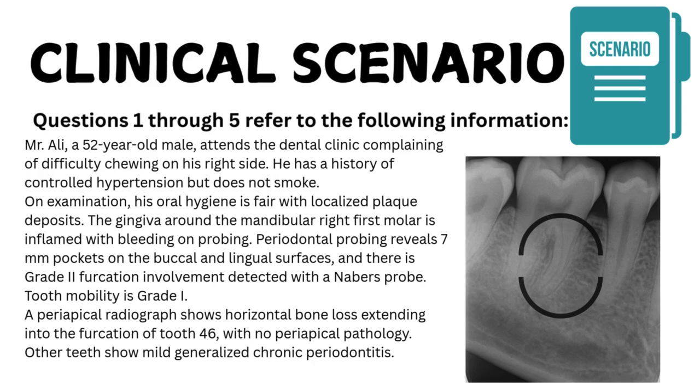Periodontal probing reveals 7 mm pockets on the buccal and lingual surfaces, and there is grade 2 furcation involvement, detected with a Nabers probe. Tooth mobility is grade 1. A periapical radiograph shows horizontal bone loss extending into the furcation of tooth 46, with no periapical pathology. Other teeth show mild generalized chronic periodontitis.